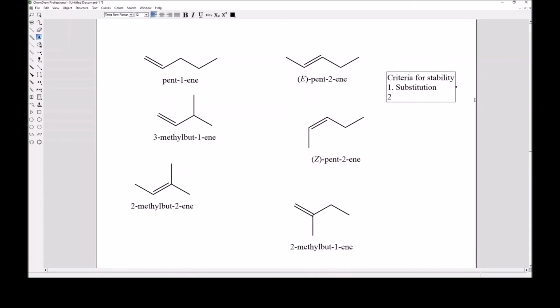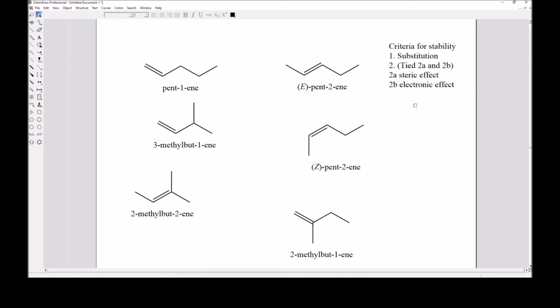Substitution. And then the second criteria, and it's tied with 2A and 2B, we're going to call the steric effect, 2A. And then 2B is the electronic effect. I'm putting them in the order that I said them, but note that these 2 criteria are tied, which is important, and we'll come back to that in just a second. Let's first deal with what we mean by substitution.